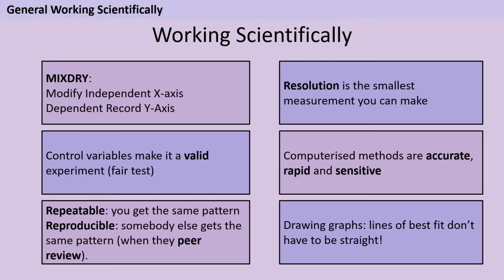Okay, speaking of variables, you modify your independent variable. That is the thing you're changing because you want to know what's going to happen. And that goes on your x-axis, so the horizontal axis at the bottom of a graph. Your dependent variable is the thing you're recording. So you change your independent variable and then go, oh, what happened to the dependent variable? And that goes on the y-axis.